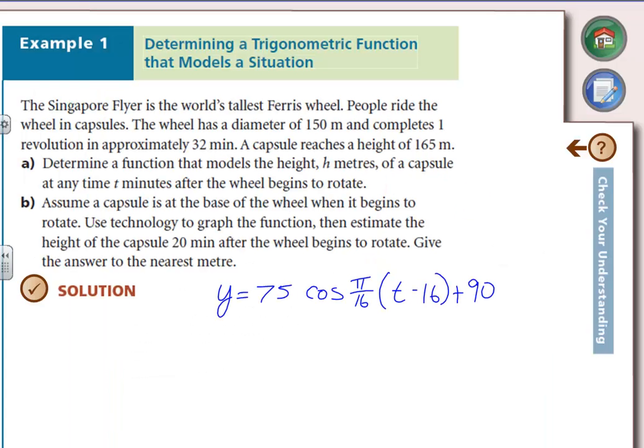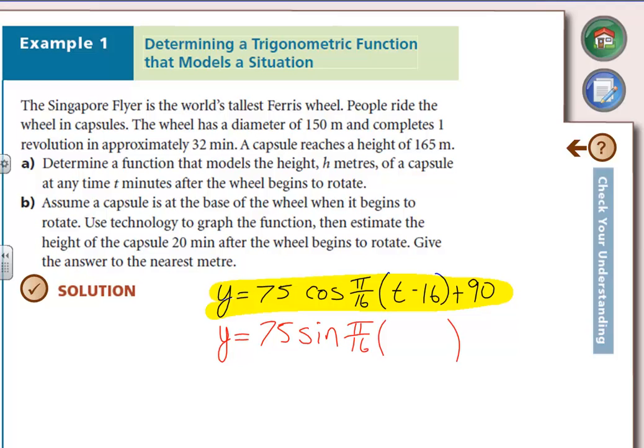Okay, so for their example, there's the equation that they just came up with. But maybe you said, hey, I want to use a sine graph instead. And you could have done that. If we were using sine, the amplitude would have been exactly the same. The period would be exactly the same, so therefore the b value would be the same. And also the midline, the d value, would also be the same. The only thing that's going to change from a sine to a cosine is your phase shift.